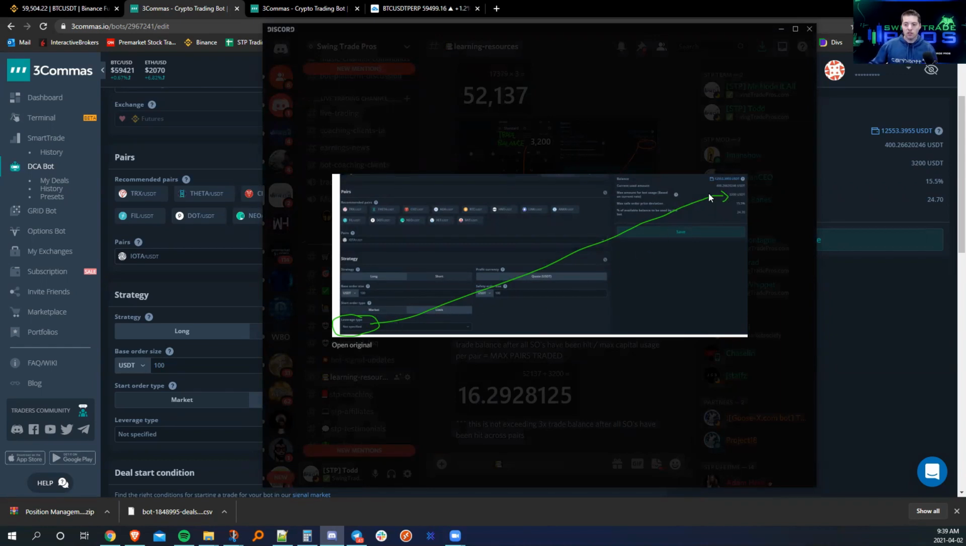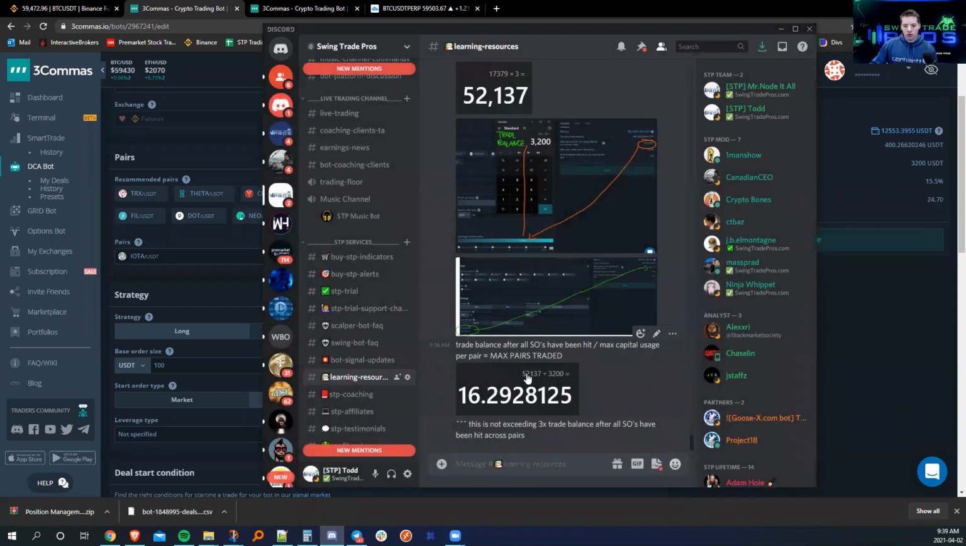So leverage type not specified will show that just as your trade balance with no leverage used. That would be like a 1x calculation. So it's $3,200. Then you're going to take your total risked trade balance after all SOs have been hit, divide by your max capital usage of $3,200 per pair. That's your max pairs traded, which is 16 pairs, 0.29. Now I can't exceed 16.29 pairs.